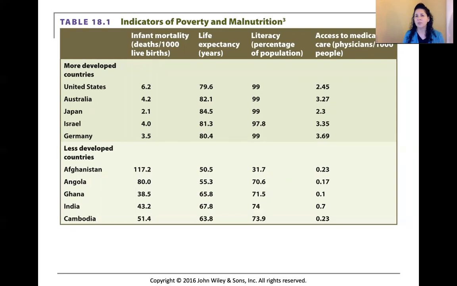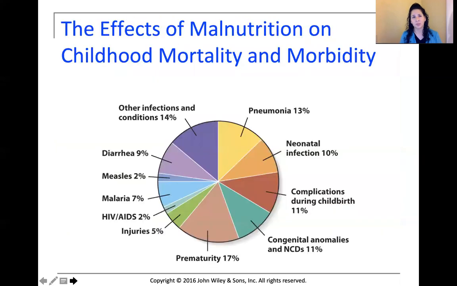And then we go down to the less developed nations that are dealing with this chronic undernutrition, and we see their numbers. If you look at Afghanistan, you would go from 6.2% in the US to 117.2%. And then in literacy, 99% can read, and we go to 31.7% that can read and write. So this whole issue of poverty, this whole issue of places around the world that just don't have the many resources that we do is really concerning.